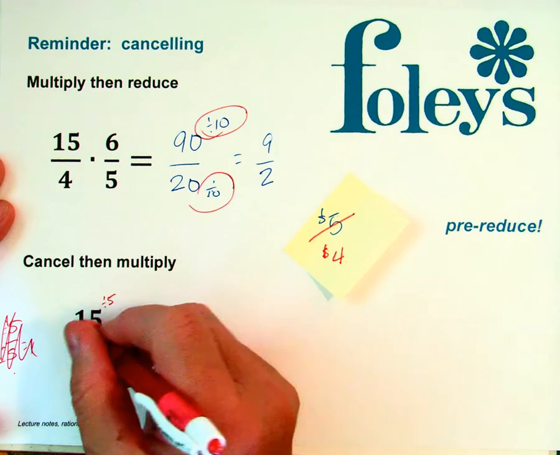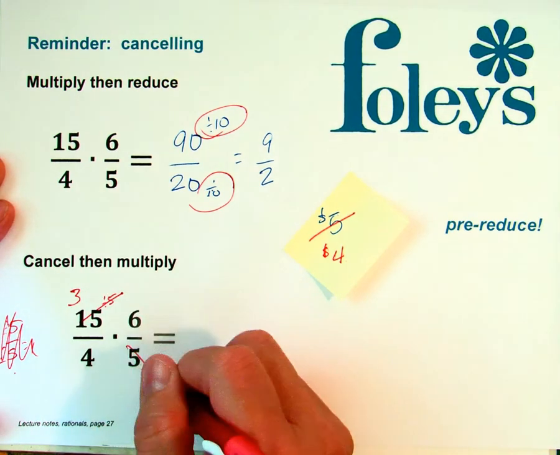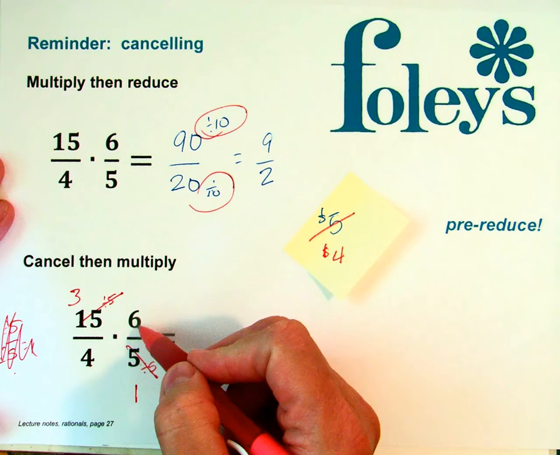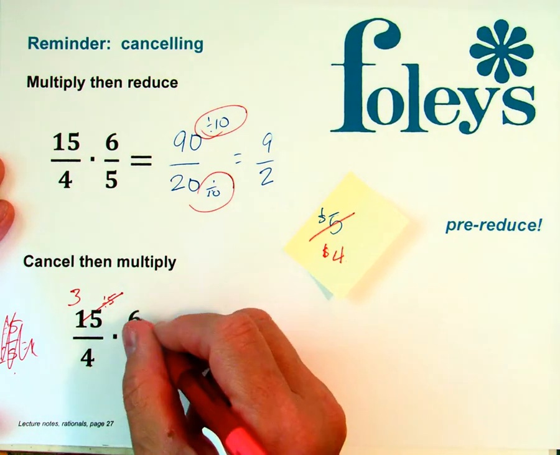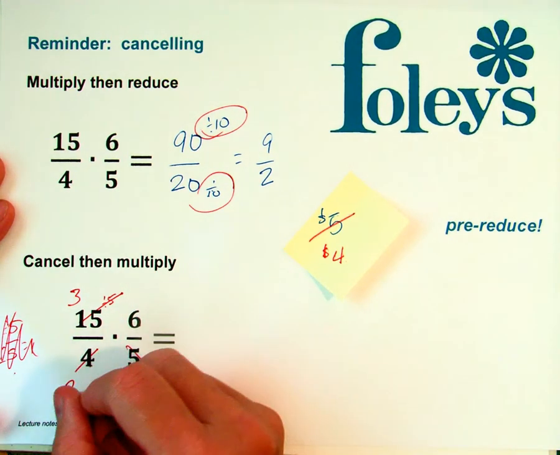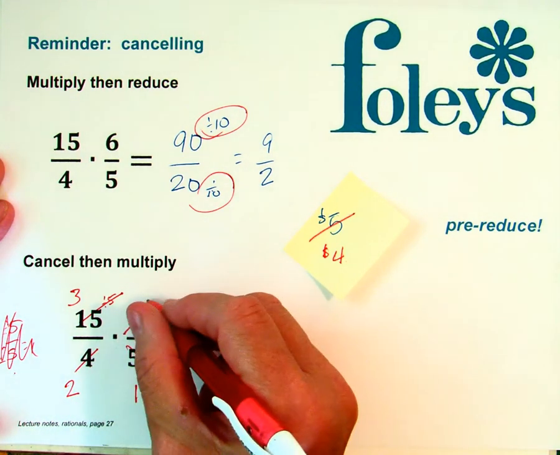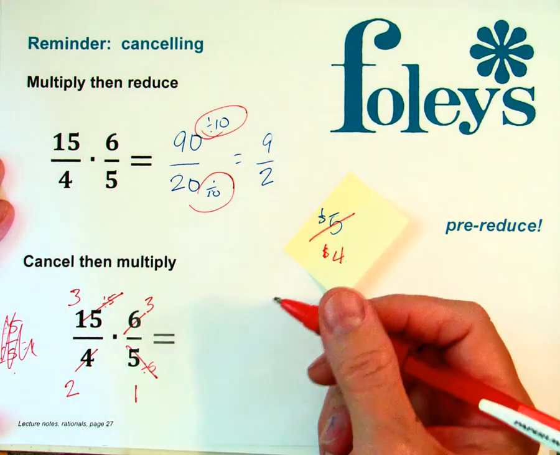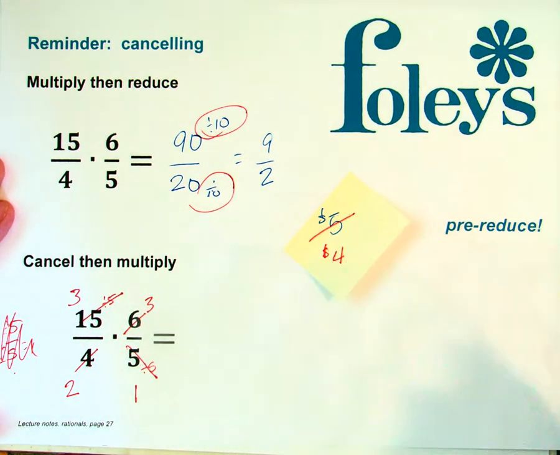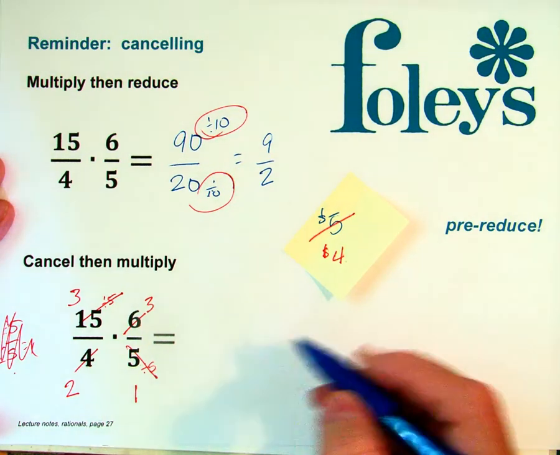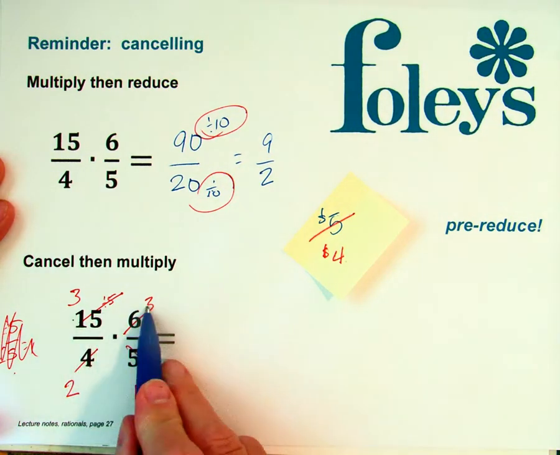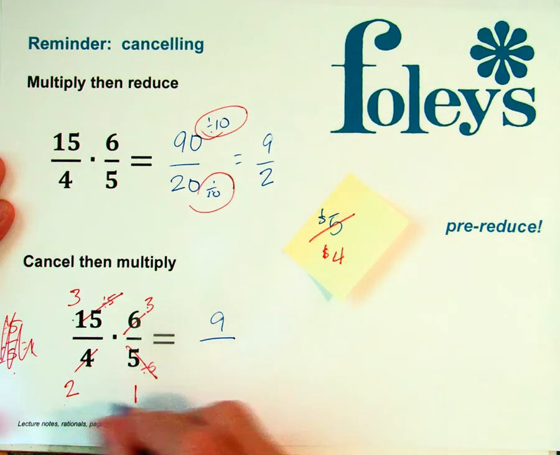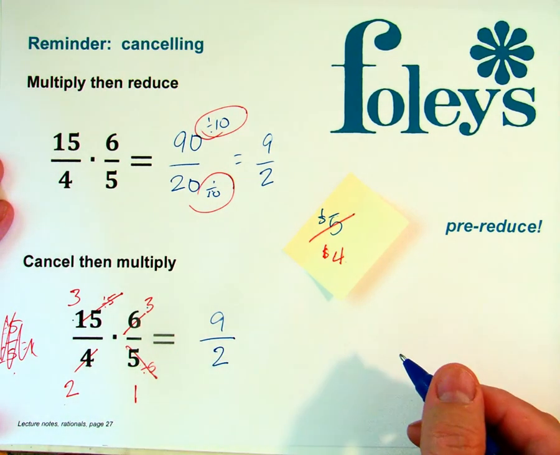So 15 divided by 5 is 3. 5 divided by 5 is 1. Then I notice that 4 and 6 have a common factor of 2. 4 divided by 2 is 2. 6 divided by 2 is 3. Once I've done that, I multiply what's left. Top times the top goes on the top: 3 times 3 leftovers is 9 for the top. 2 times 1 leftover is 2 for the bottom.